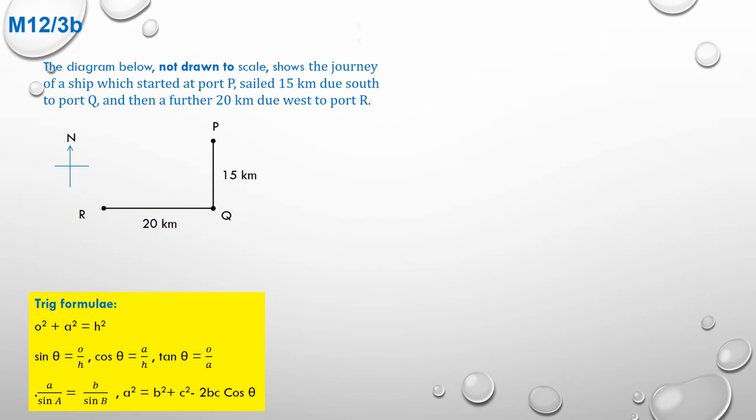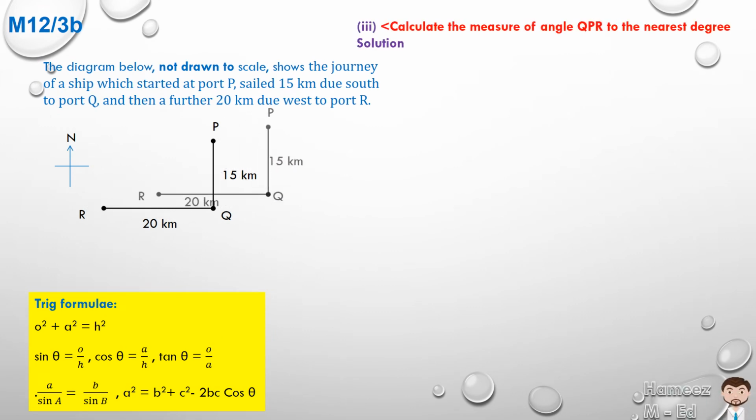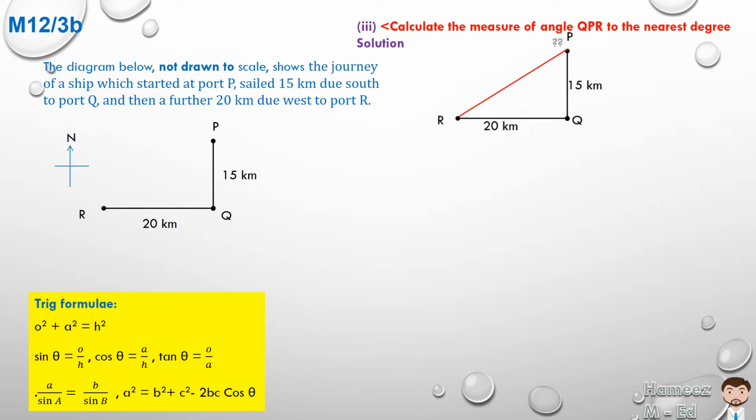Part 3 asks us to calculate the measure of the angle QPR to the nearest degree. So let's extract the shape and put in the hypotenuse, and that will give us a right angle triangle. And the angle that we're interested in is the angle QPR, which is the angle at P, the angle up on top.